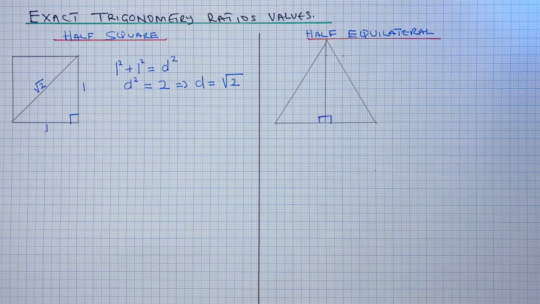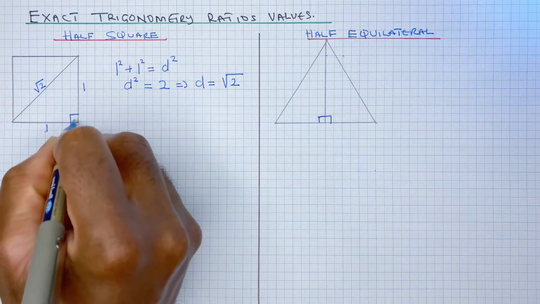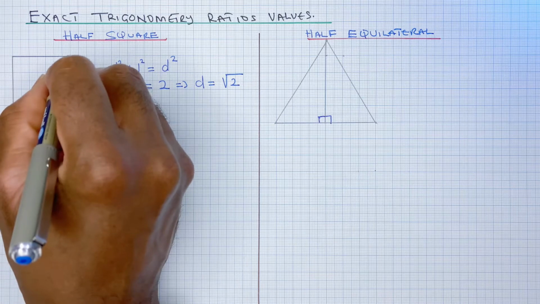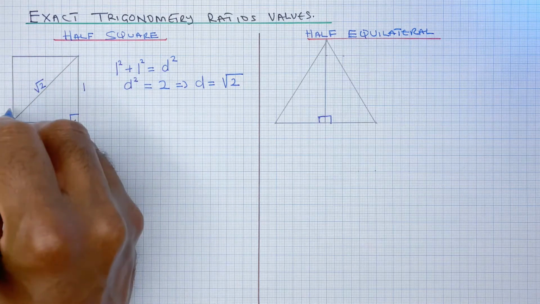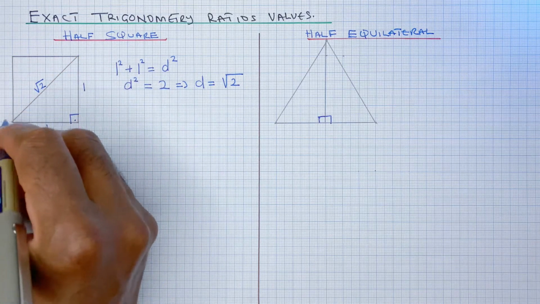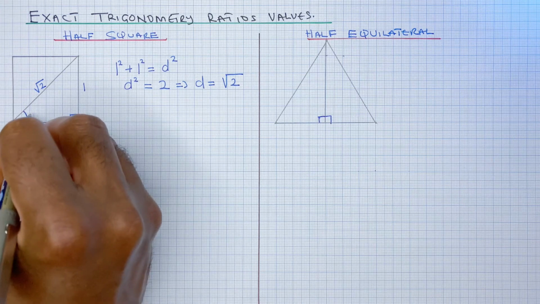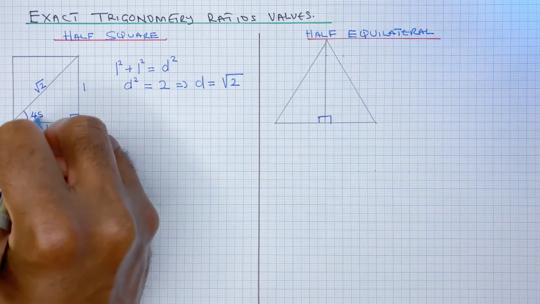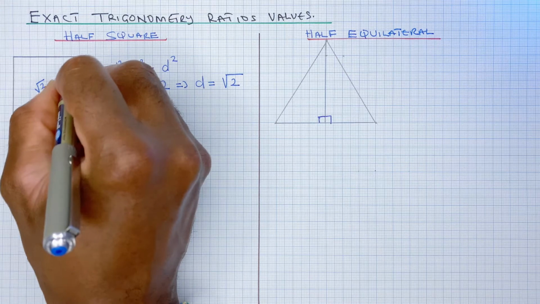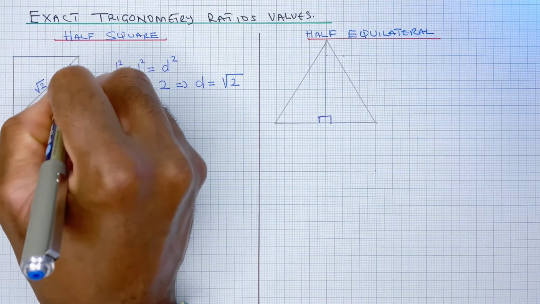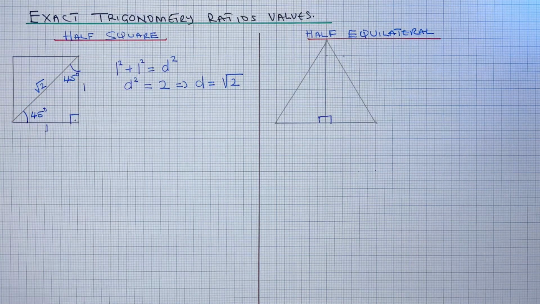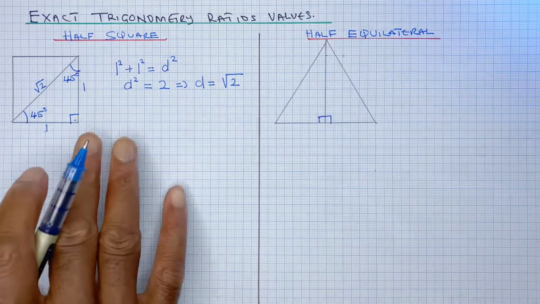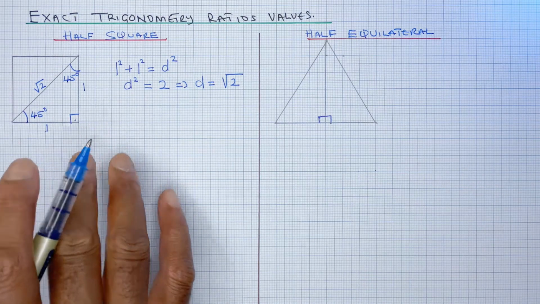So that's root 2. This angle is 90. So is this angle here, that's 90, and that's 90. So if you draw a diagonal line, you create an angle of 45 degrees. And that too will be 45 degrees. Okay, so now we can apply the trigonometry here.